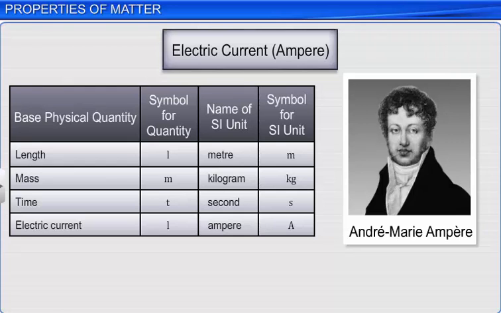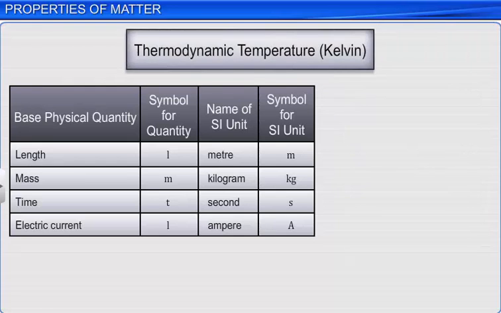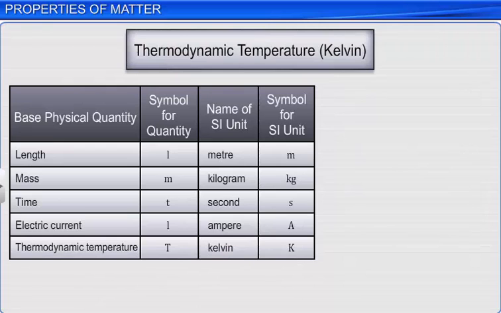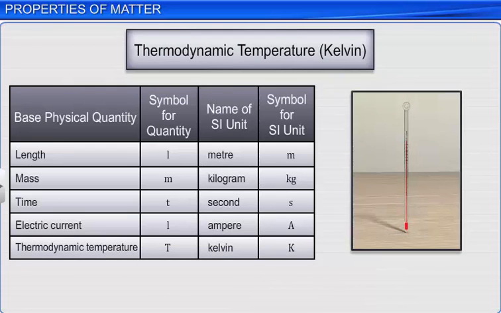The SI base unit of thermodynamic temperature is Kelvin. It is the fraction 1/273.16 of the thermodynamic temperature of the triple point of water.